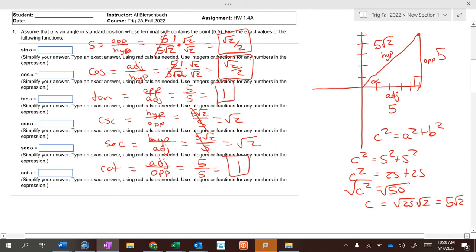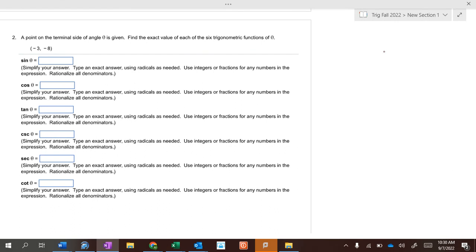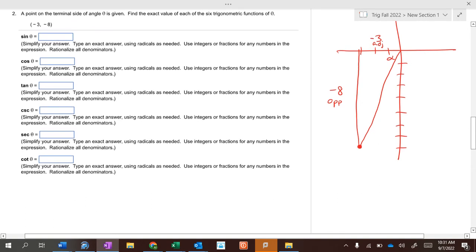Okay? Now, all triangles aren't in quadrant 1, though. What quadrant am I in? 3. So I'm at -3, -8. If my angle's here, my opposite side is -8. My adjacent side is -3. What's my hypotenuse? Well, how do I figure out a hypotenuse?